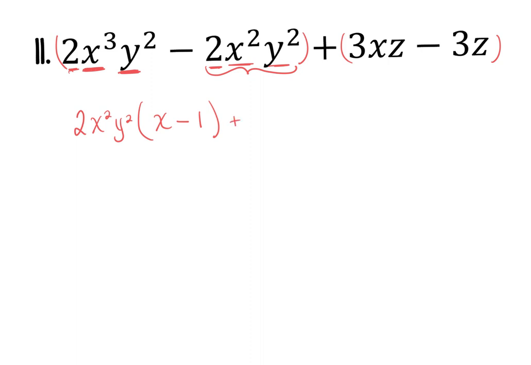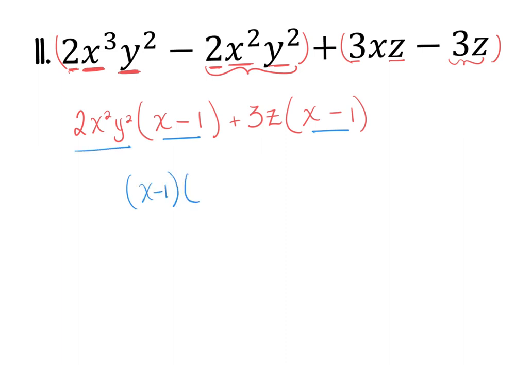In the second group, I can take a 3. What about my variables? What can I take out? Just the z. Here, I've taken 3 divided by 3 is 1. I've taken my z's out. I have an x. What's left here? 1. Also a 1. And then I am going to pull my common group out. X minus 1 is what I have in common. What's left over is 2x squared y squared, and then plus 3z.